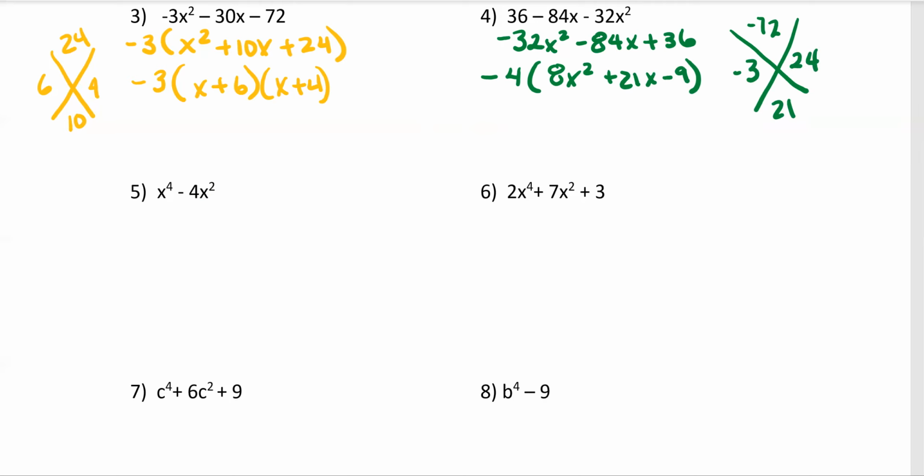From here, you can use factor by grouping, or you can use slide and divide. Of course, my method is slide and divide. So I'm going to go x minus 3, x plus 24, and then a is 8. So I'm going to divide by 8. So my final factors are negative 4, 8x minus 3, and x plus 3.